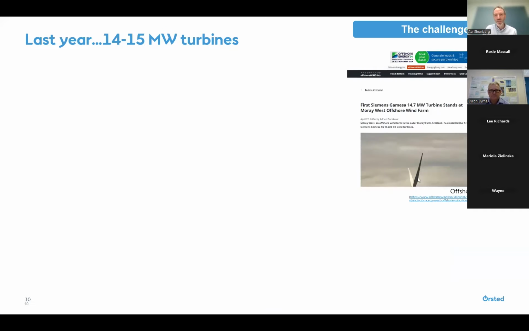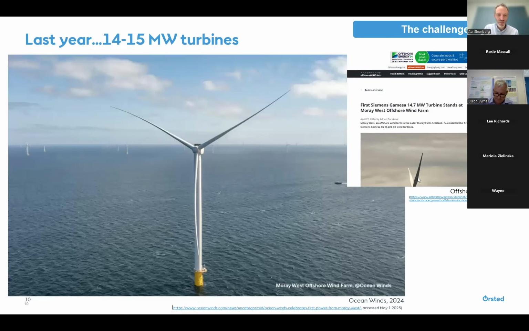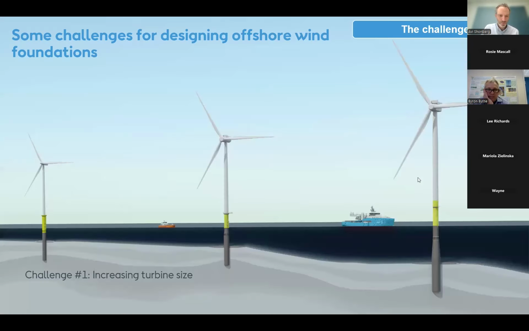But last year already, we can see from the news that the first Siemens Gamesa 14.7 megawatt turbine was put up at Moray West offshore wind farm. Here's a photo of it in all its glory, thanks to Ocean Winds. They're really, really large structures these days, with a 222 meter rotor diameter. So we're getting much bigger turbines, which means much bigger loads, because the wind that these turbines are catching is increasing.